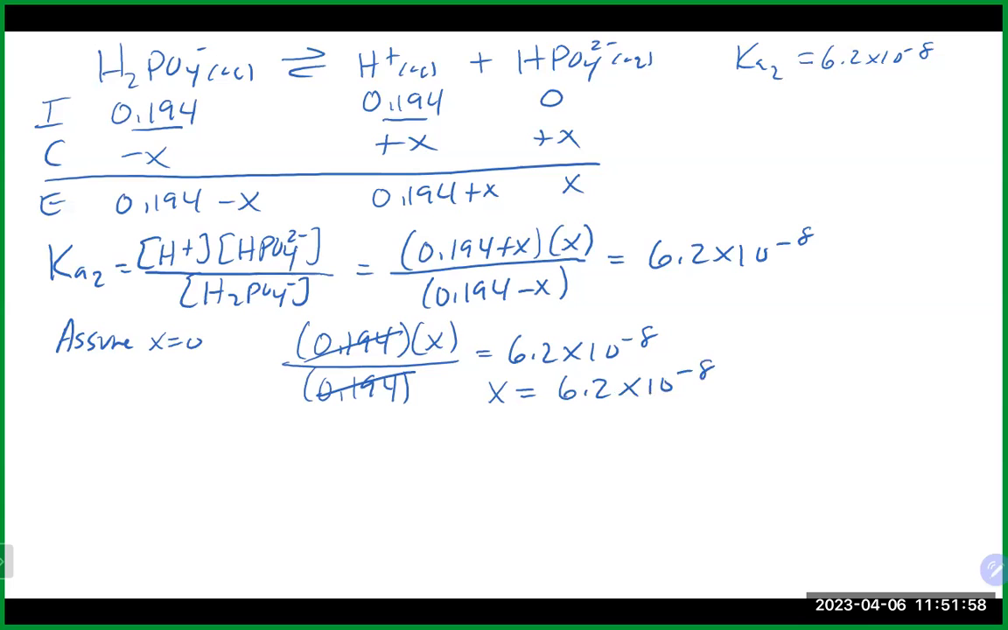Once again, here we should do a little checking of our assumption. We should be good. 6.2 times 10 to the minus 8 divided by 0.194 and times it by 100 is not even 0.1%. It's really, really small. So the check here is good in this case.